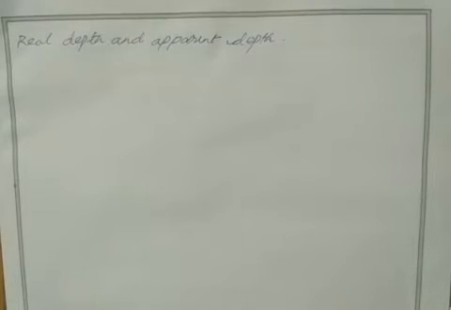Then one important topic, that is laws of refraction. There are totally two laws. First law is incident ray, refracted ray, and normal to the refracting surface all lie in the same plane. Then second law, also known as Snell's law. The ratio of sine of angle of incidence to the sine of angle of refraction is equal to a constant, or we can say refractive indices of two medium. That is sine i by sine r equal to mu2 by mu1.